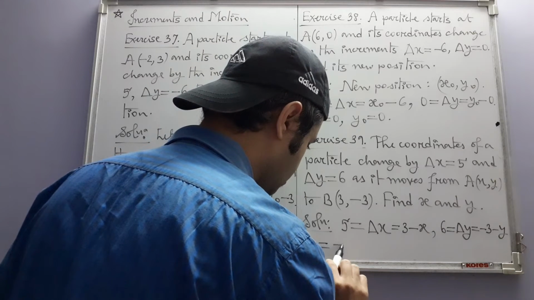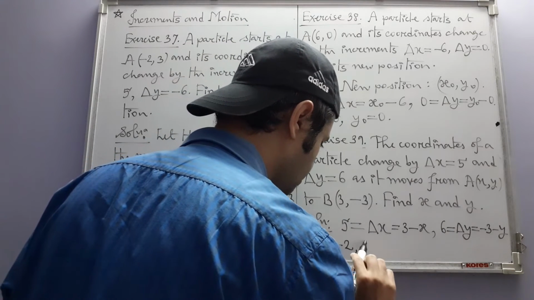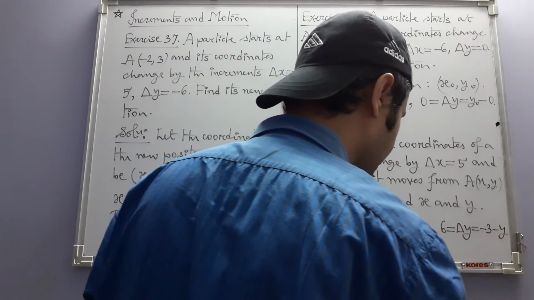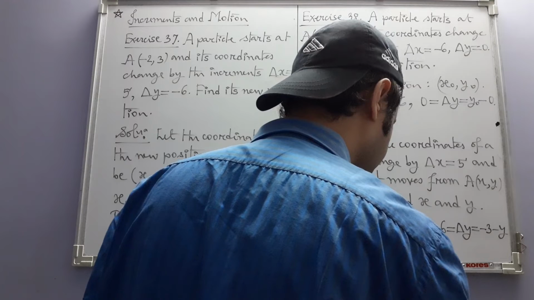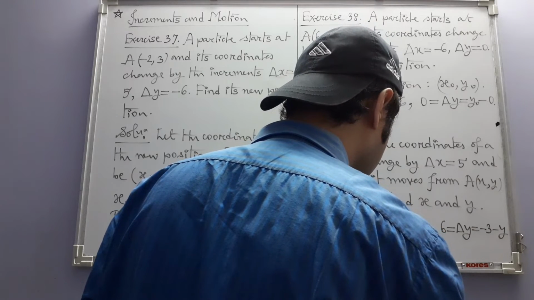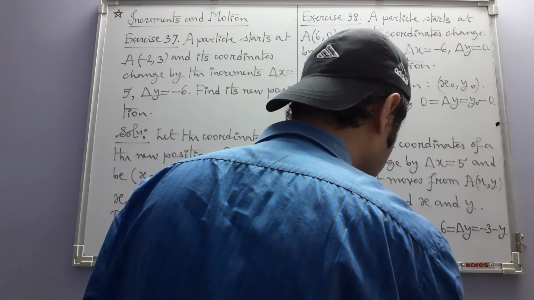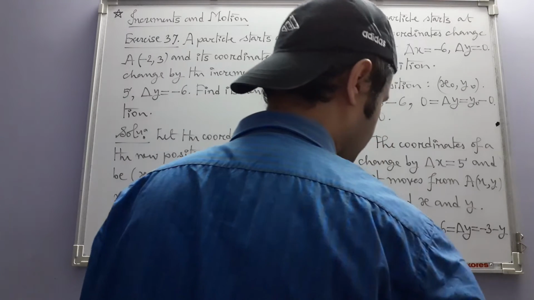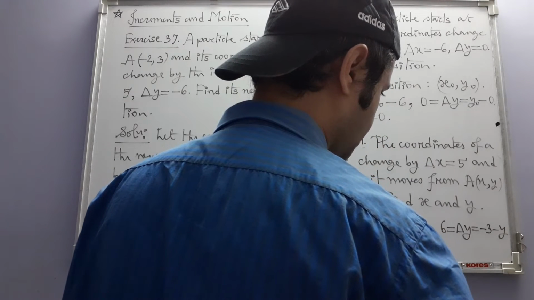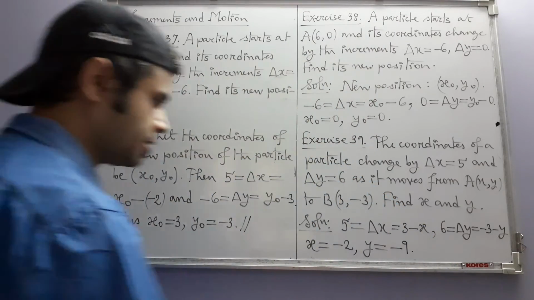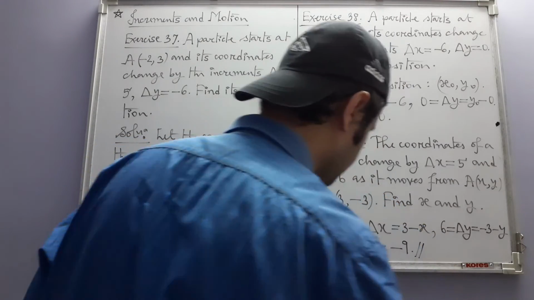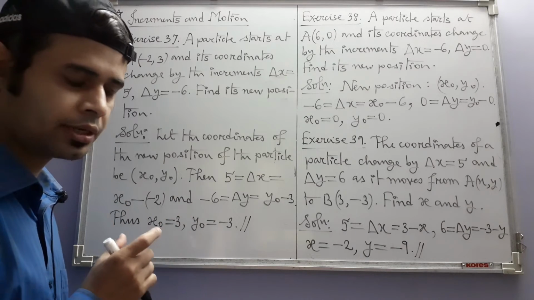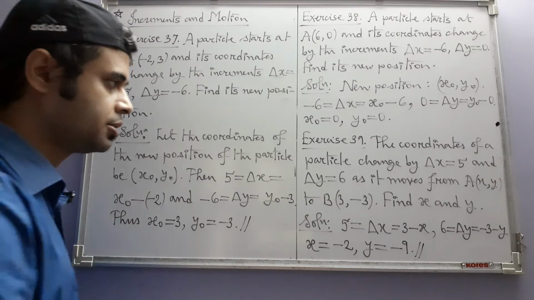These equations give us x equal to minus 2 and y equal to, no, sorry, not 3, minus 9. Yes, y equal to minus 9. So the particle started its journey at the point whose x coordinate is minus 2 and y coordinate is minus 9.